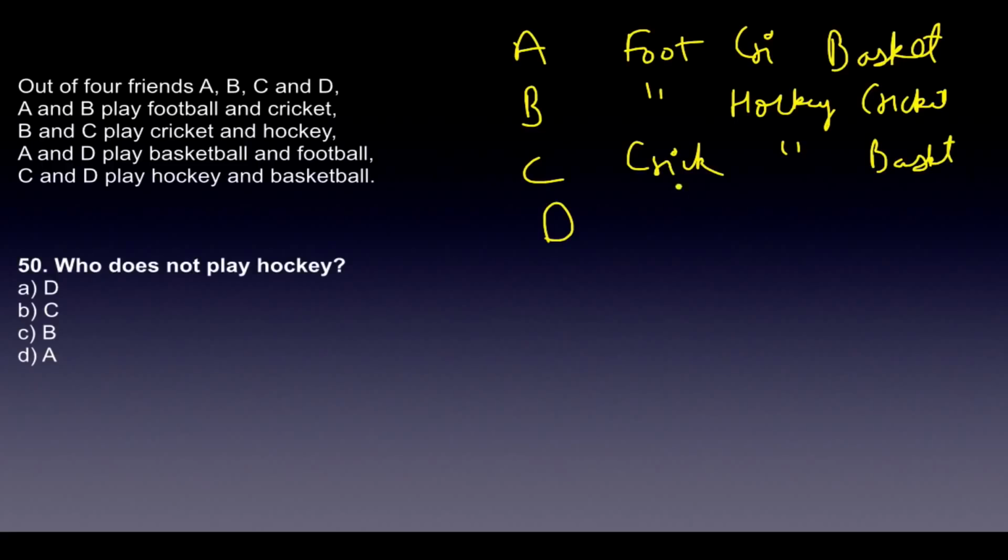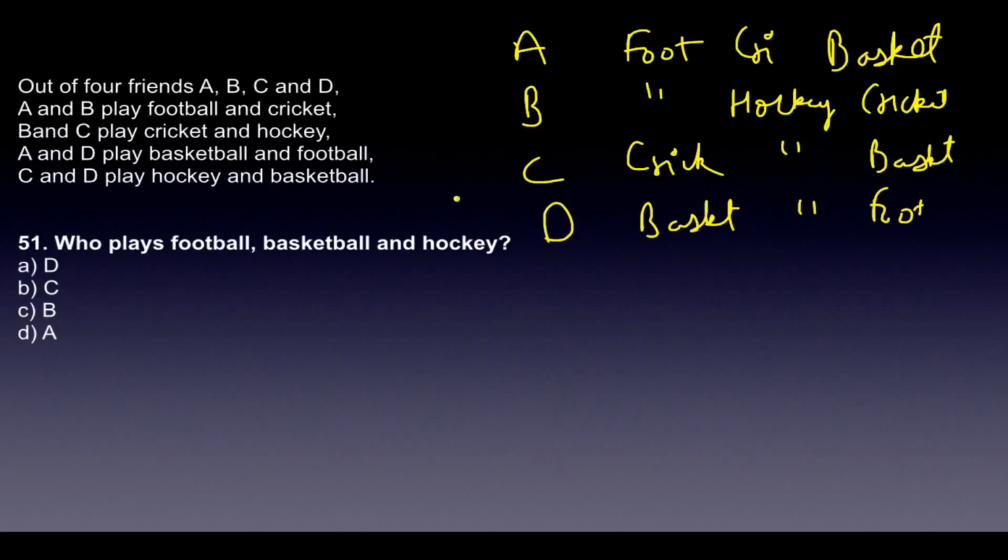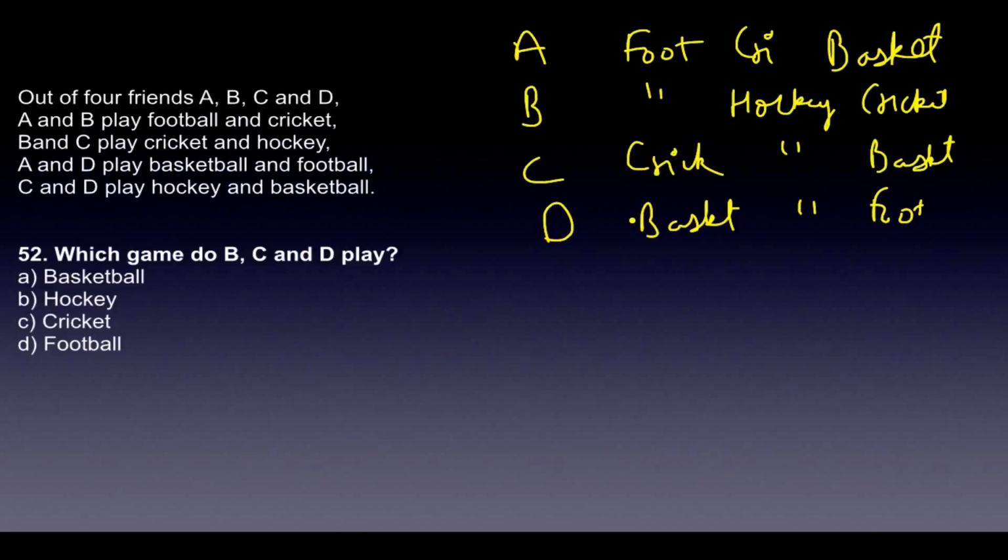And finally come to D. D plays basketball, D plays football, and D plays hockey. So who does not play hockey? Answer is A. Very, very simple, because A does not play hockey. Who plays football, basketball and hockey? Answer is D. And finally, which game do B, C, D play? So answer again is hockey. Answer is B.